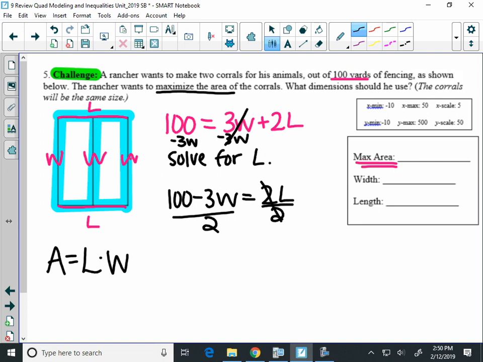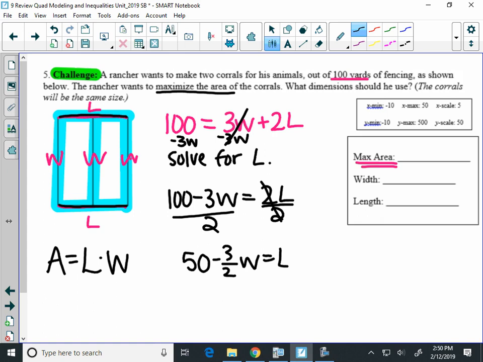Which tells me that I'm going to simplify this. You don't have to. You could leave it in this fraction form. But 100 divided by 2 is 50 minus 3 over 2 W. That's the length in terms of W for either side of this corral.